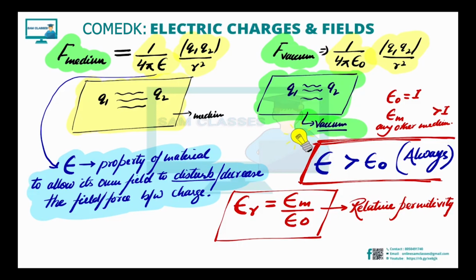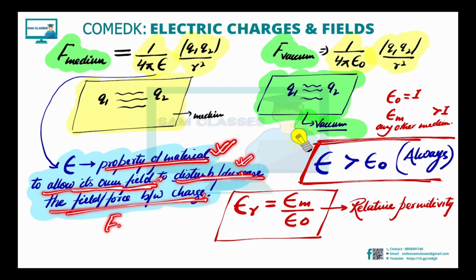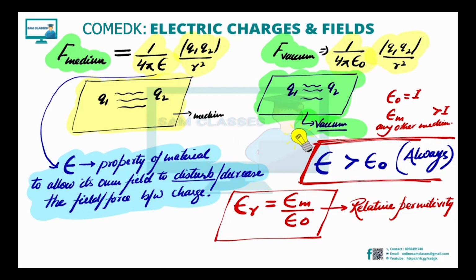Epsilon is nothing but the property of the material to allow its own field to disturb or decrease the force between charges. The stronger the material, the more strongly it will allow its own field to disturb the charges, and the weaker the force will be. So it is inversely proportional, student. The stronger the epsilon, or the medium we have, the more it will tend to disturb the force between charges.